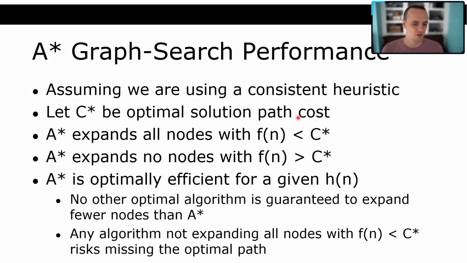So in order to ensure that we get the optimal solution, we have to expand all of the nodes that are along the optimal solution, or have an F of N less than the optimal solution. And because once we find a solution, we know it's the optimal solution, we will never expand anything beyond that. So we waste zero time expanding things that are beyond the optimal solution. So that's really good. It's optimally efficient for a given heuristic. Now, that doesn't mean that A star is the best possible algorithm for any heuristic, because maybe our heuristic is terrible, right? But it is optimally efficient within the scope of using a particular heuristic.